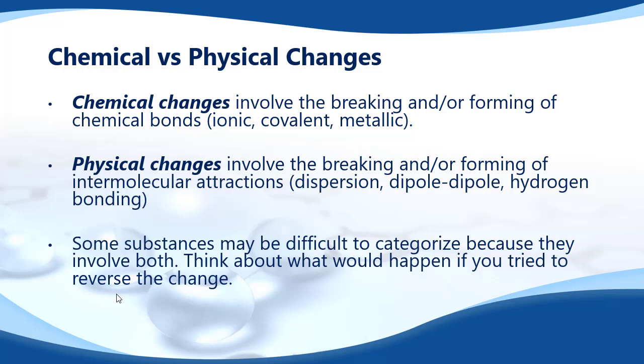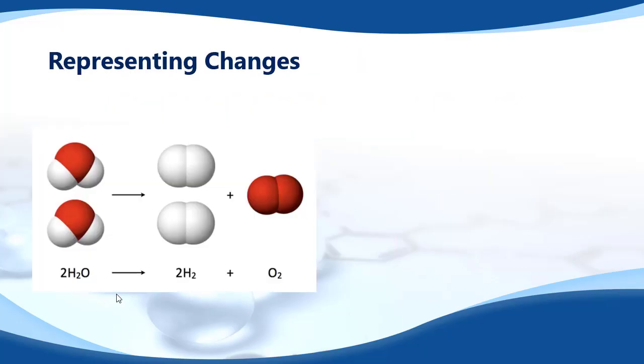All right, so that's chemical versus physical. Now we'll just go into a couple of easy ways to represent these. You've seen one of them before. You probably haven't seen the other one that much, right? So here we have a chemical change. This is the reaction of water to form hydrogen and oxygen gas. This is a decomposition reaction. So there are two ways that this represents that chemical change.